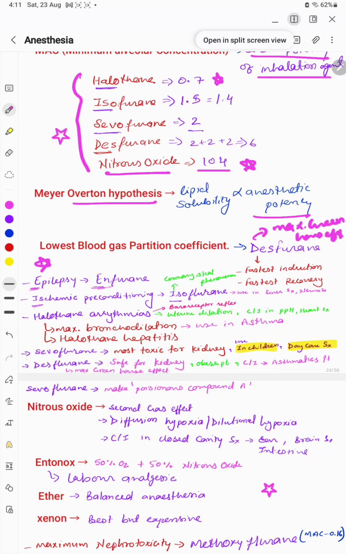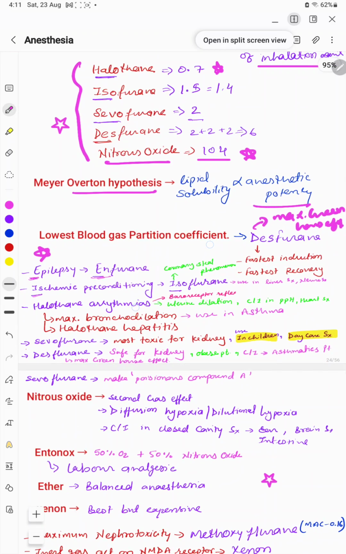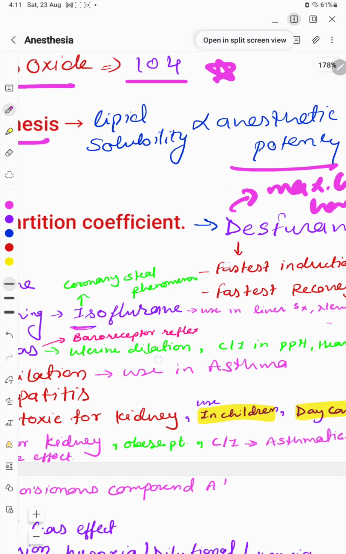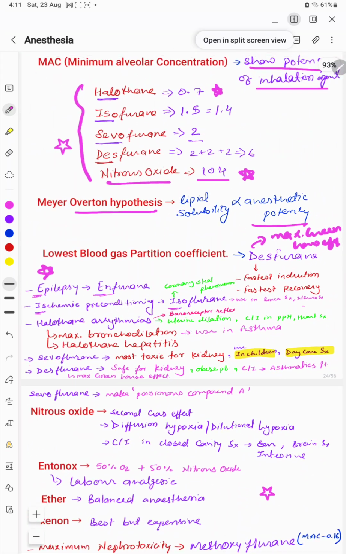Enflurane causes epilepsy. You need to remember enflurane is an inhaled anesthetic agent and causes epilepsy. Ischemic preconditioning is done by isoflurane. You need to remember isoflurane. You can remember it like this: isoflurane is used in liver surgery and neurosurgery, but it shows the coronary steal phenomenon. You should remember this.